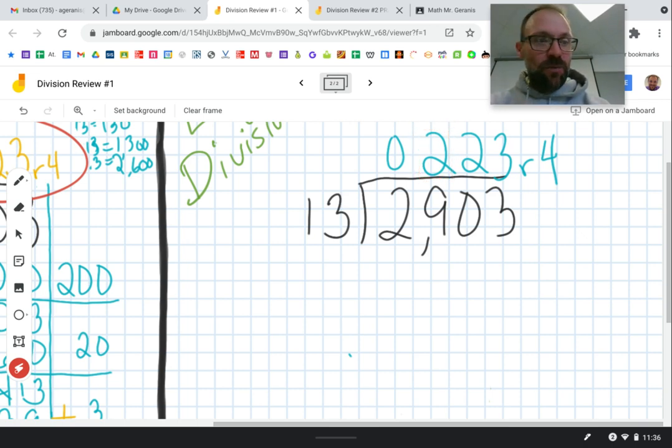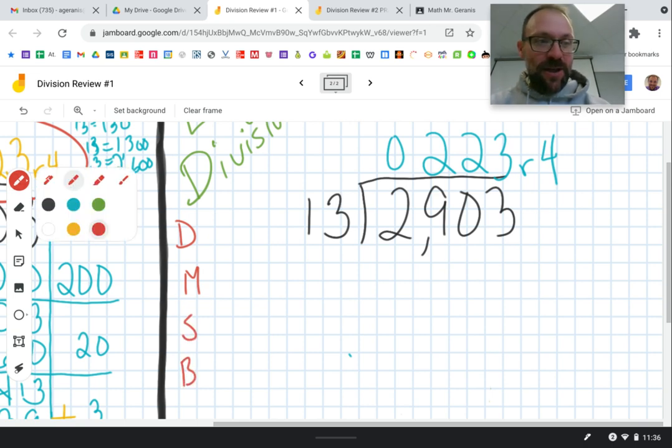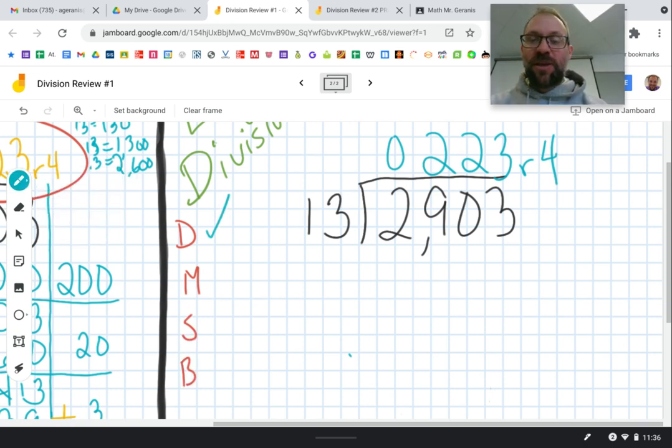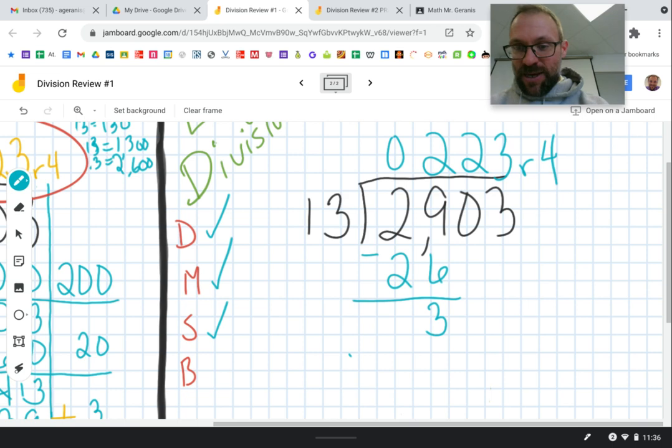So that, I forgot something. What did I forget? You got it. Divide, multiply, subtract, bring down. So now I can go and say, okay, I've done the division step. There are 2 groups of 13 in 29. Now I need to multiply. 13 times 2, let's see, that's 26. Multiply. Then I subtract. 29 minus 26 is 3. Done. And then I bring down my 0.